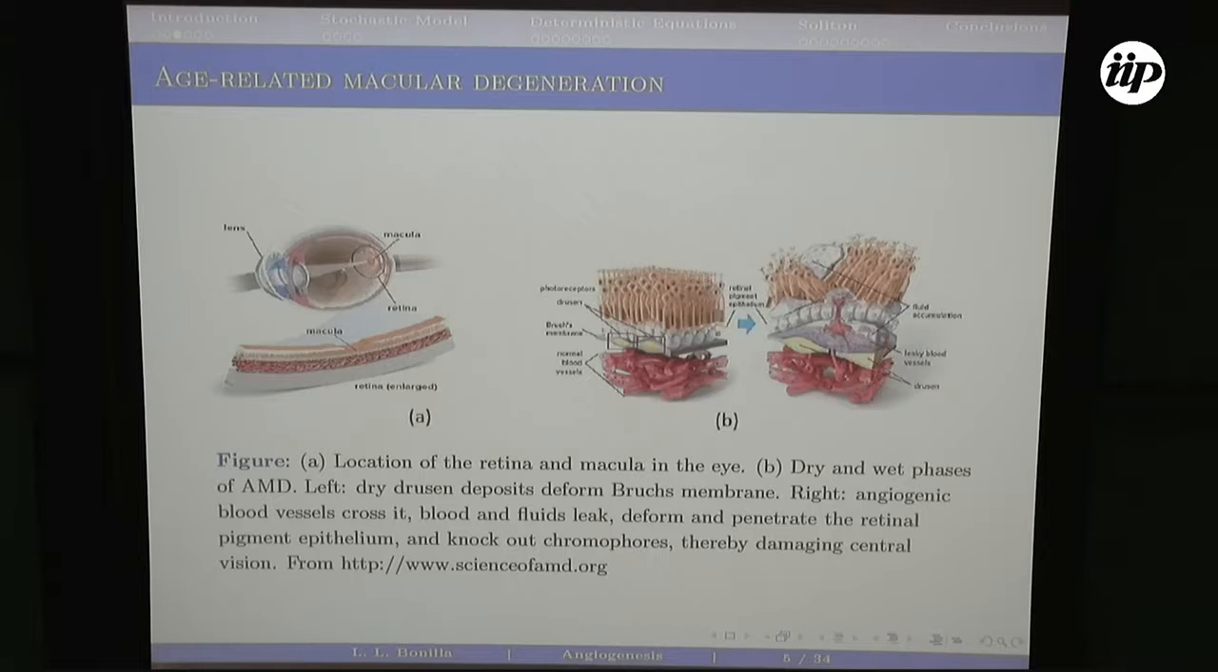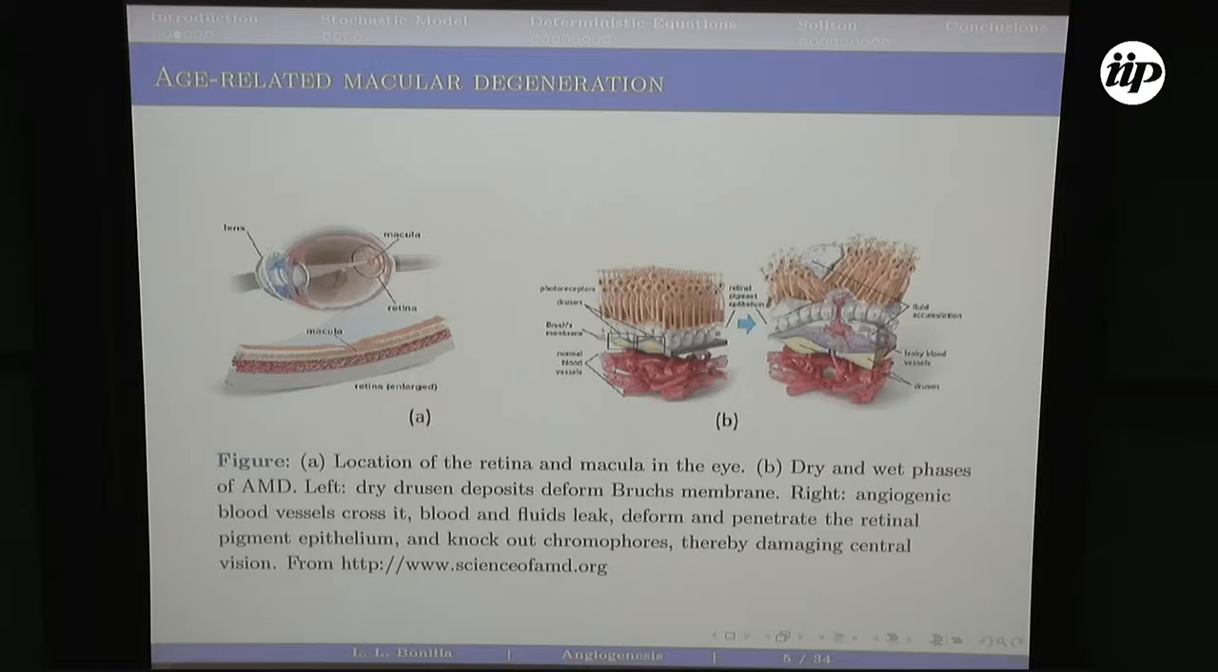And in the so-called wet phase of the AMD, what happens is that you get angiogenesis through the Bruch membrane. Then these capillaries arrive to the bases where the chromophores are living, these cylinders and cones. They are very makeshift capillaries, so they just release liquid there. And this liquid just knocks down the chromophores, and then you get blind spots.